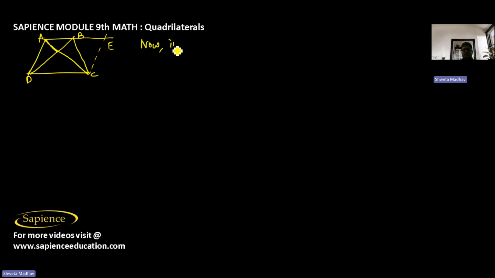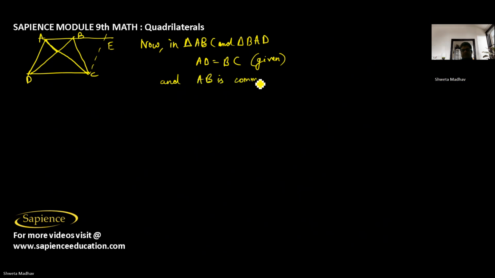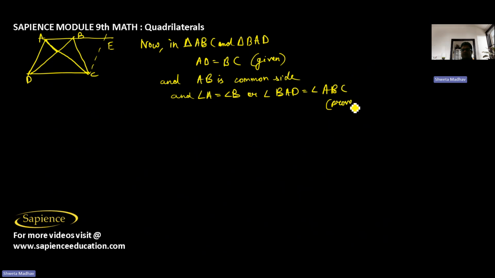Now here I will tell, in triangle ABC and triangle BAD, basically AD equal to BC, which is given, and AB is the common side, and angle A equals angle B, or I can say that angle BAD is equal to angle ABC, which is proved earlier, or proved above.